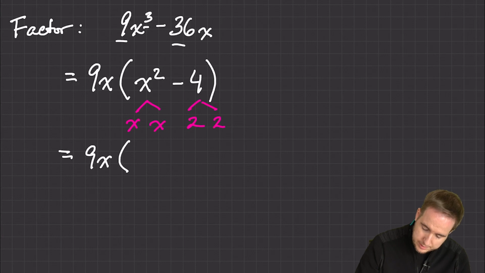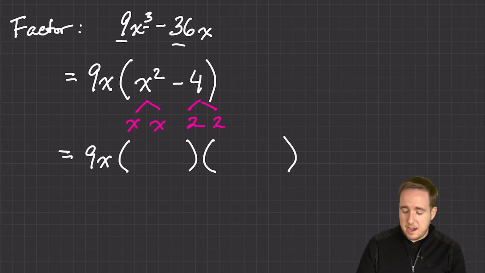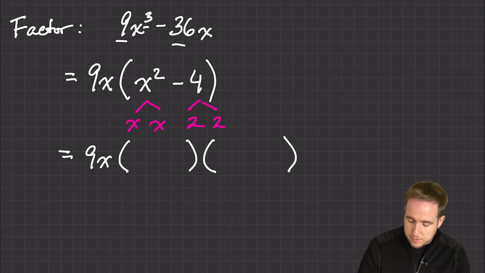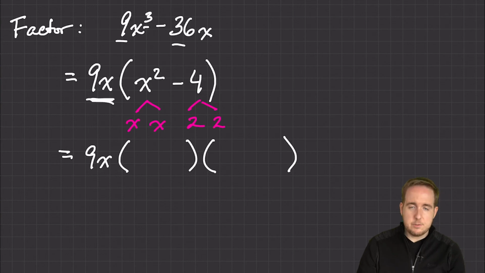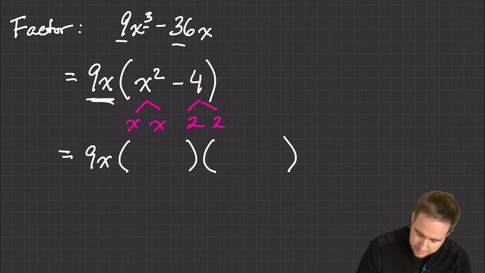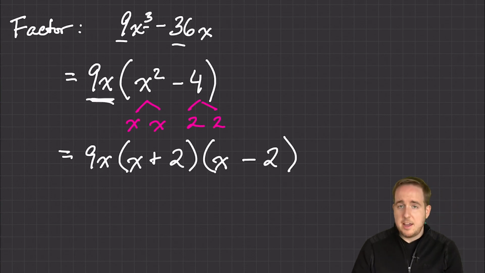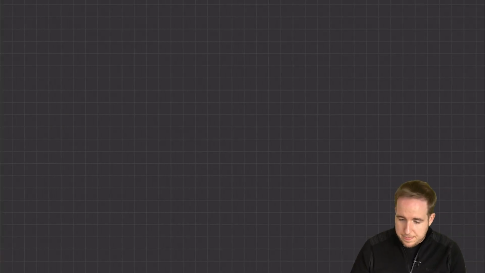9x, first bracket. This happens a lot in factoring, where if you just pull something out in advance, it floats in front and it doesn't change anything. One of the x's here, one of the x's here, one of the 2's there, one of the 2's here, put a plus, put a minus, and there you go. So that's all we've got.